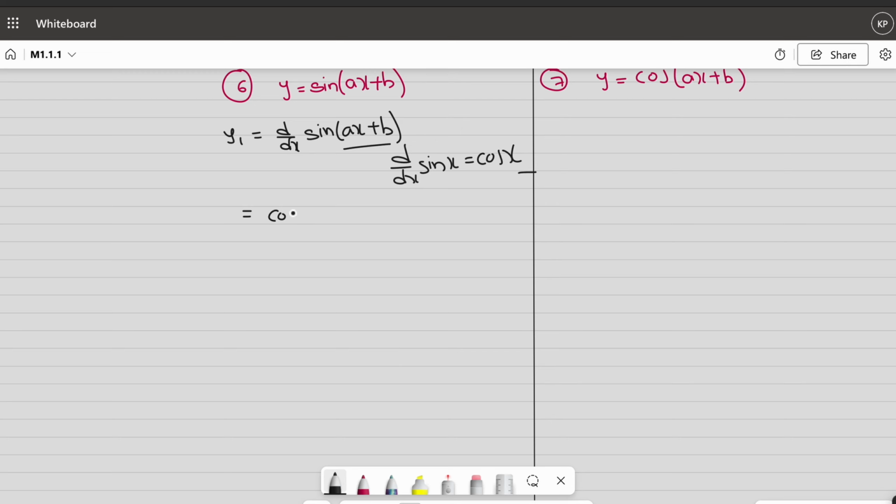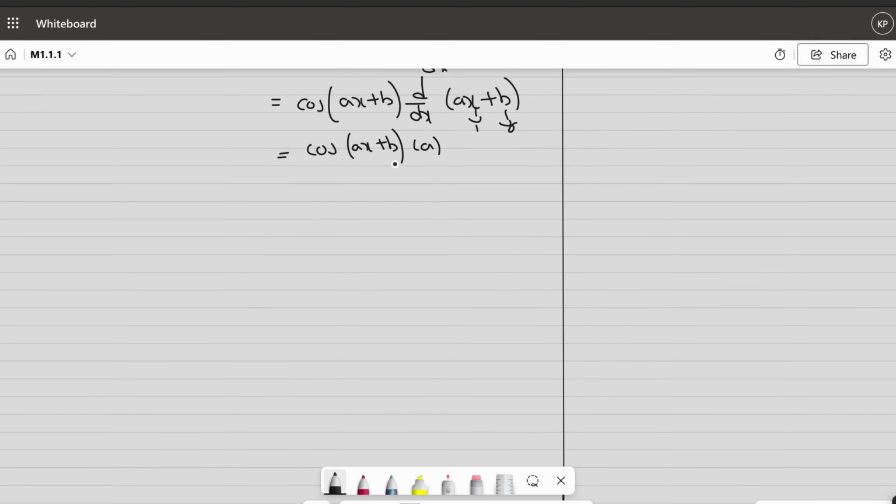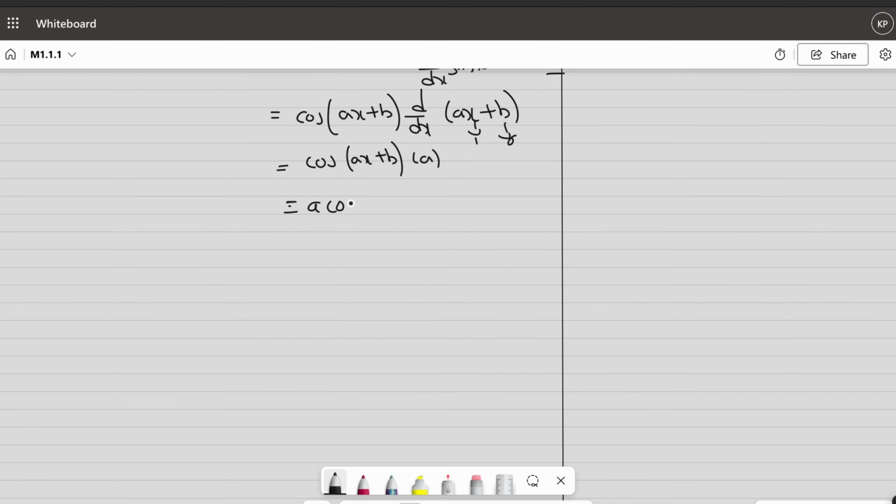we'll get cos of ax plus b, but we know that this is not in the x form, so we have to do the derivation again, that is d by dx of ax plus b. So it can be written as again cos of ax plus b into d by dx of x becomes 1 and the b is constant, so it becomes 0, so it can be written as into a. Now again it becomes a into cos of ax plus b.